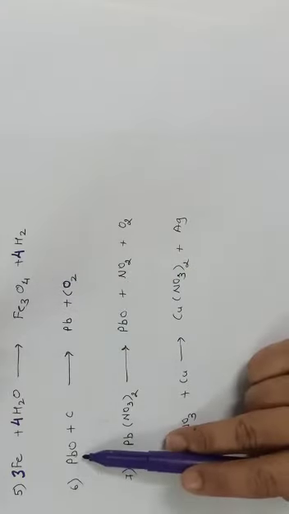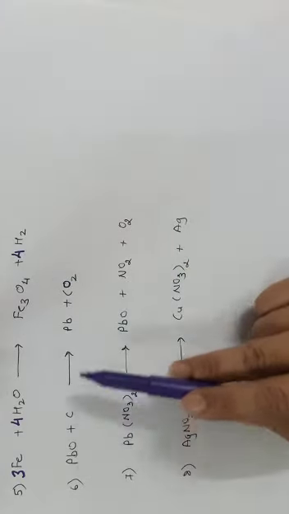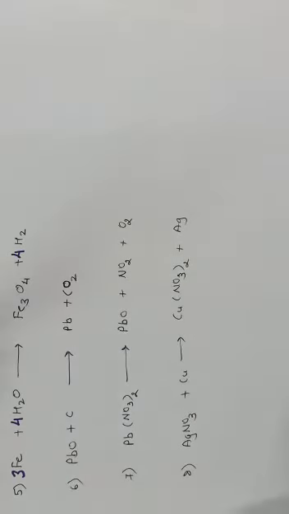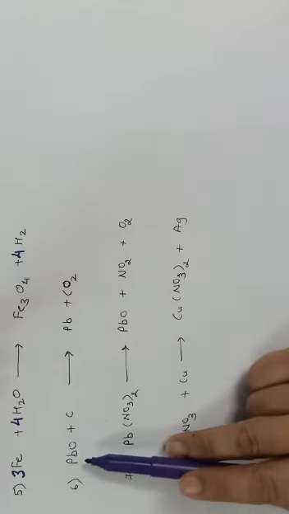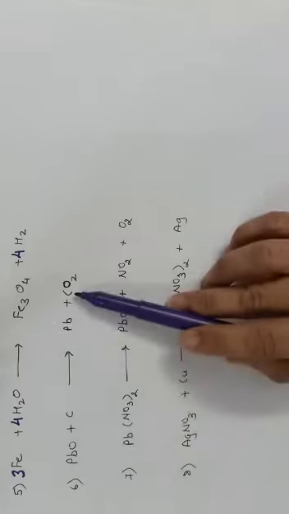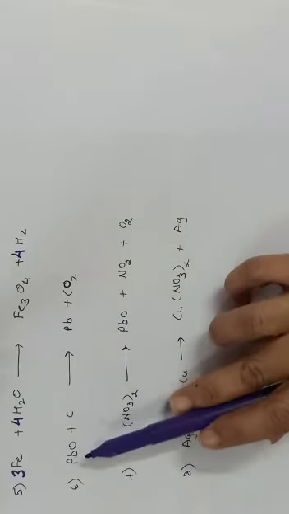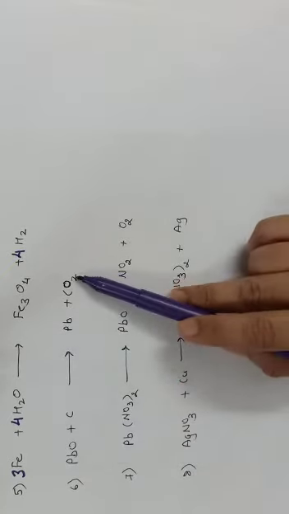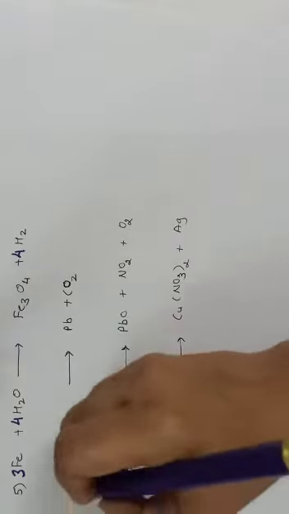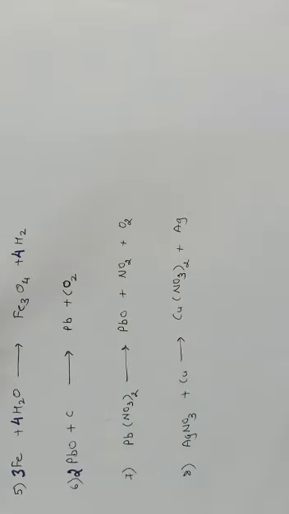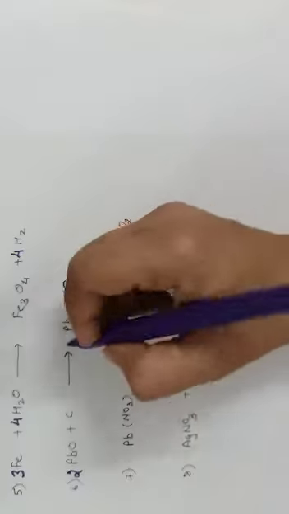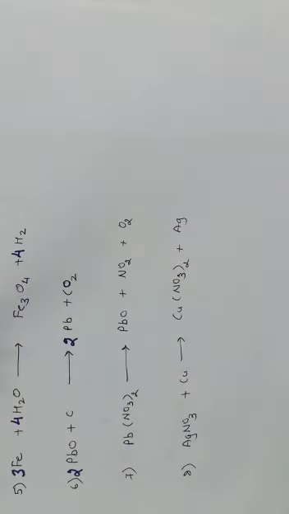Okay, moving on to the next one. Lead oxide reacts with carbon to give lead and carbon dioxide. Again there are three elements. Lead is 1 on both the reactant and product side. Carbon is also 1 on both sides, but there is a difference in oxygen. On the product side there are 2, on the reactant side there is only 1, and therefore we'll write the number 2. Okay, but now lead has been disturbed, so I will write the number 2 with Pb over here.